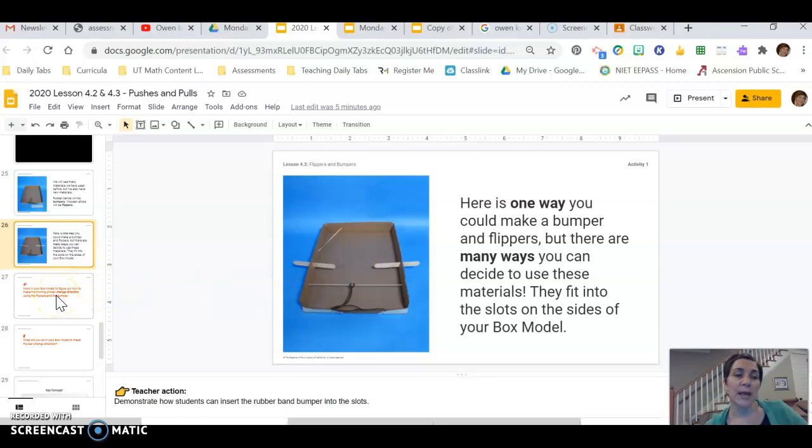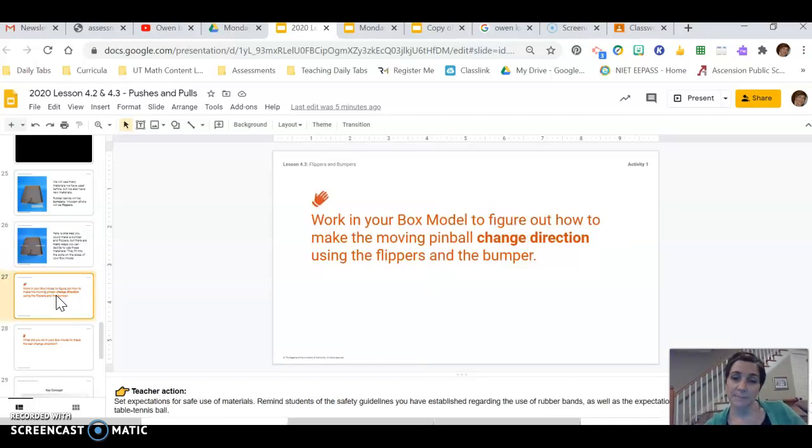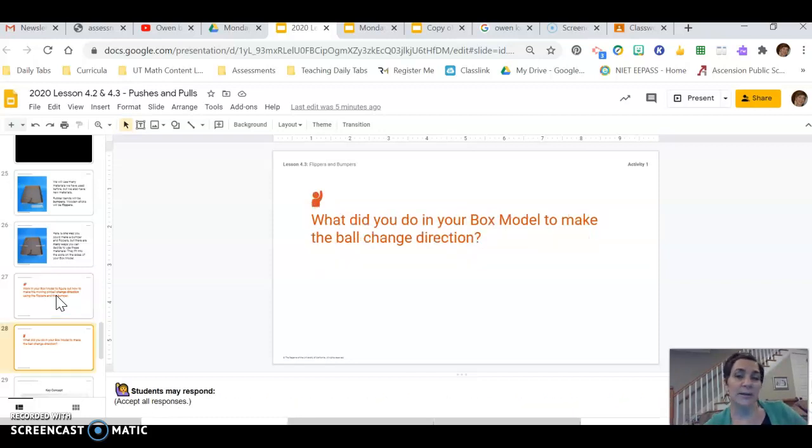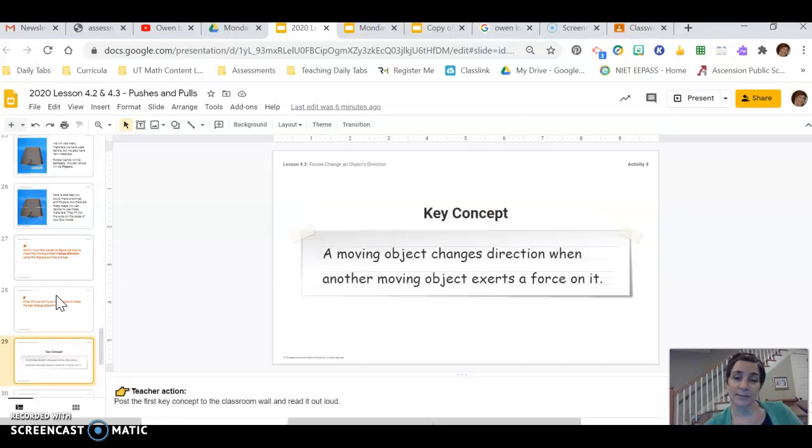So what I want you to do is I want you to think, because when I come back to school, I want us to think about where we can put some rubber bands to make bumpers and where we can put our sticks to make flappers. Okay, so when I come back to school tomorrow, you're going to tell me how to make some design changes, and we are going to try it out. We are going to launch our ball, and we are going to use our flippers and our bumpers to see if we can change directions.